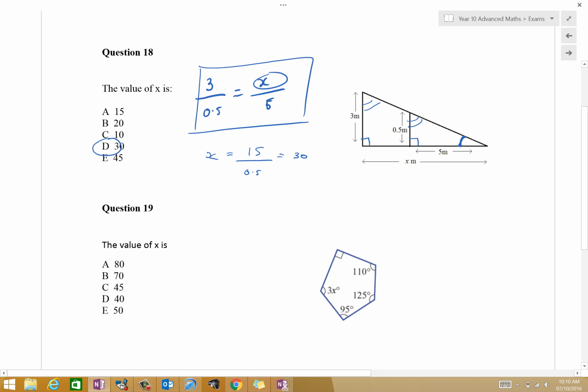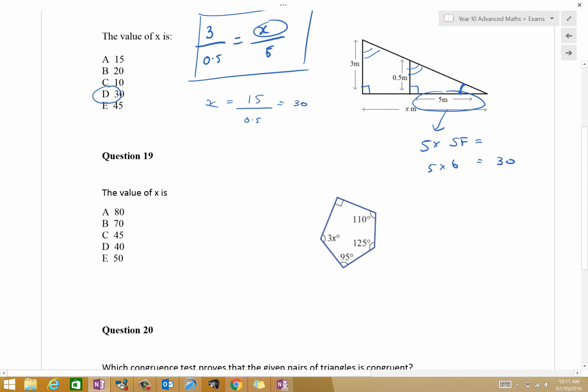Either way, you could have done it by finding the scale factor. The scale factor is 6. Multiplying 5 by 6 would give me 30. 5 times the scale factor would be equal to 5 times 6, which is equal to 30. So you could have done it either way. You could use ratio of side lengths or that.